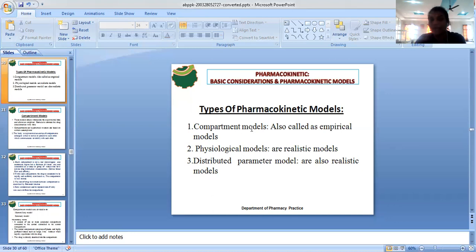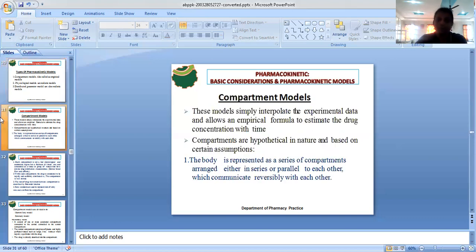These compartment models are also called empirical models, and the physiological models are based on the assumption of realistic models. The distributed parameter models are also called realistic models. The compartment models are empirical models, whereas the physiological and distributed parameter models can be designed in consideration of the real physiological model.